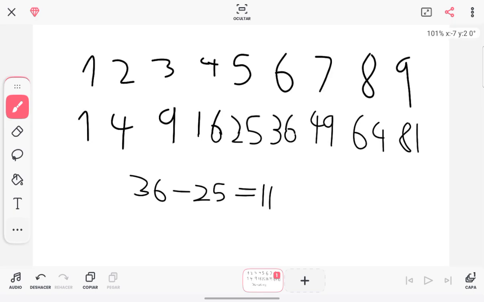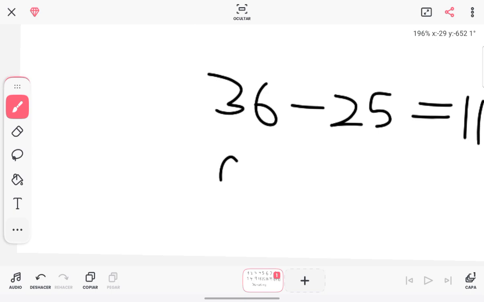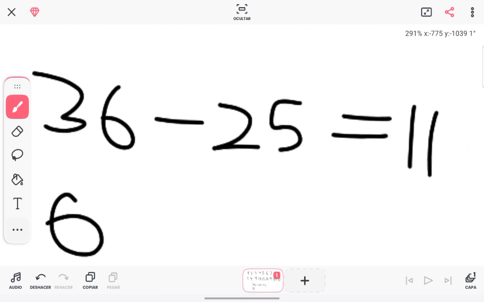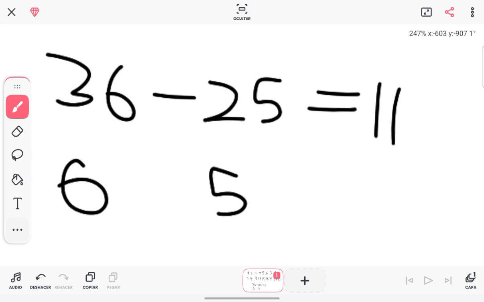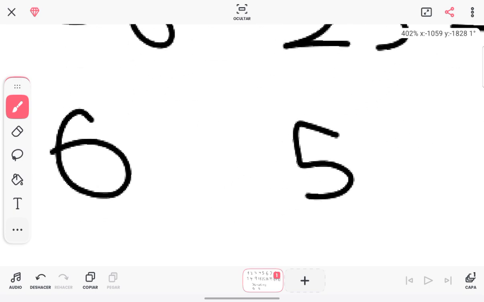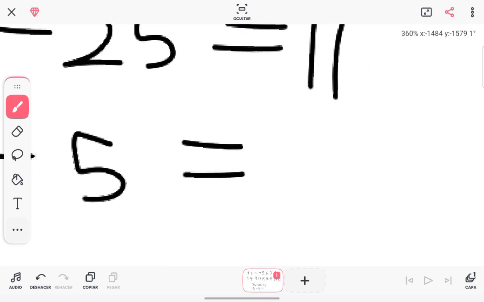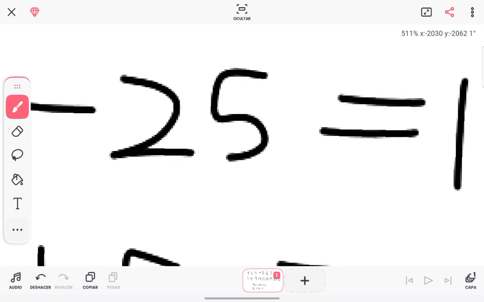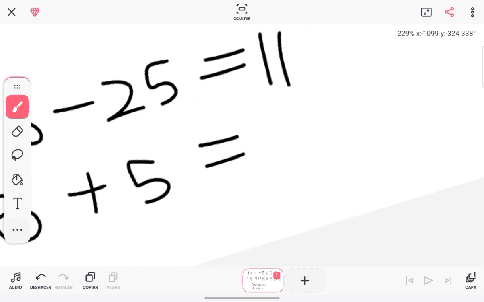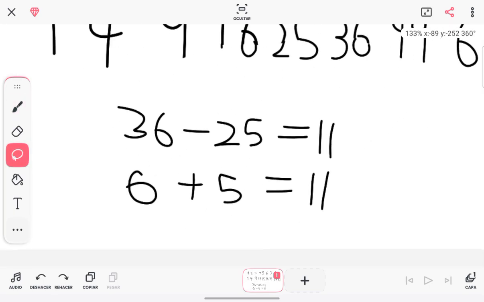Okay. And now we're going to find the square root. So the square root of 36 is 6, and the square root of 25 is 5. I think you can see where this is going. When we add the square roots, the sum of the square roots is the difference of the larger square minus the smaller square. 11 equals 11. That's pretty cool.